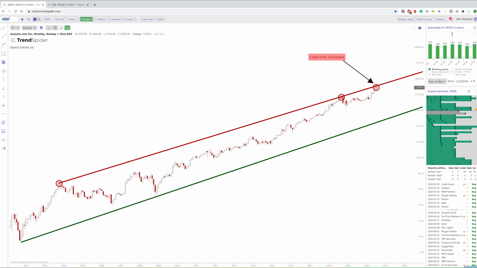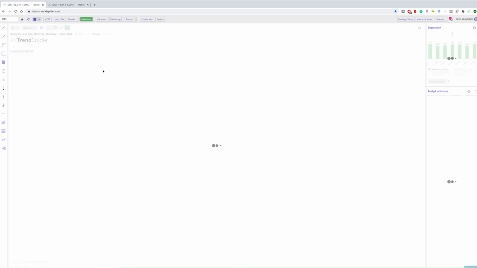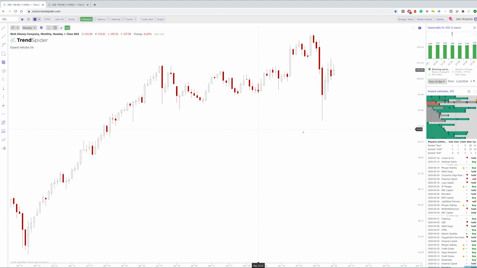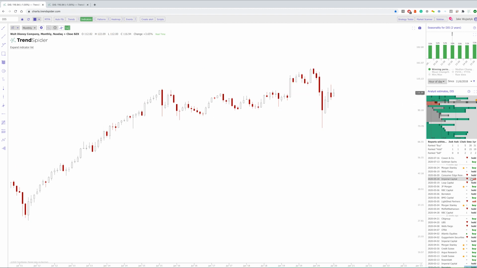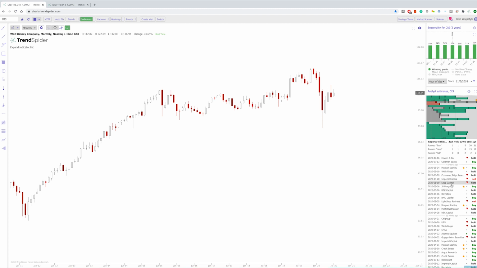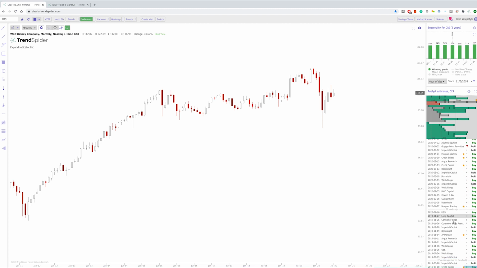Let's go to something like Disney, and we'll pull up something similar, right? We'll go to the monthly chart. It doesn't really matter what chart we're on. But let's say that we want to go through some of these different analysts and see if they were actually on the money or if they weren't on the money. So let's go through a couple. We'll do Wells Fargo. They said it was going to be a buy September of 2019.